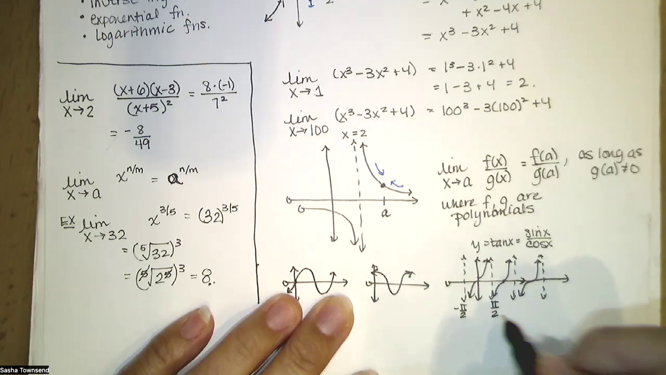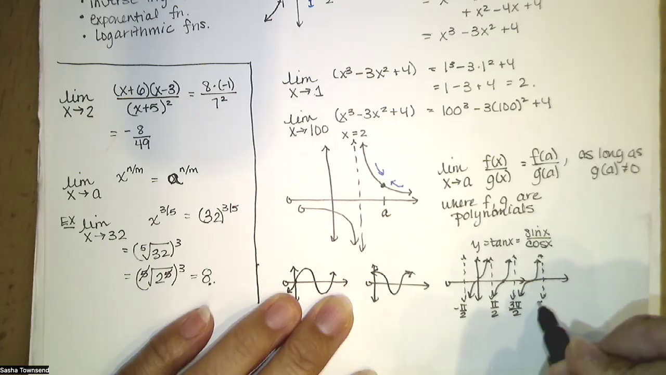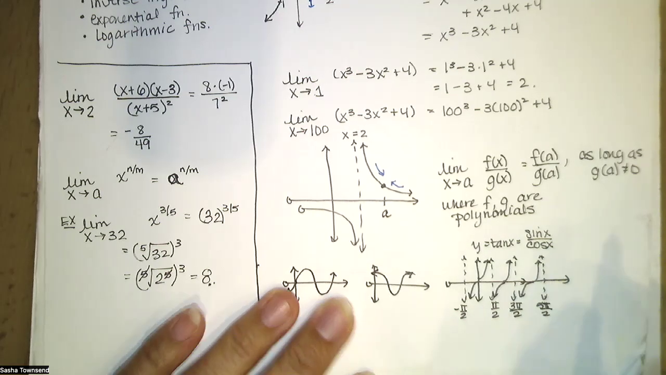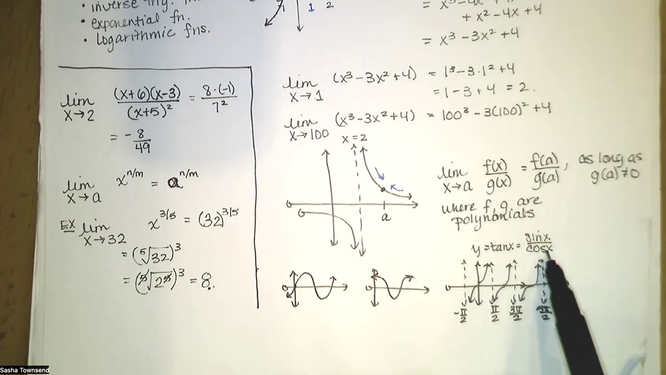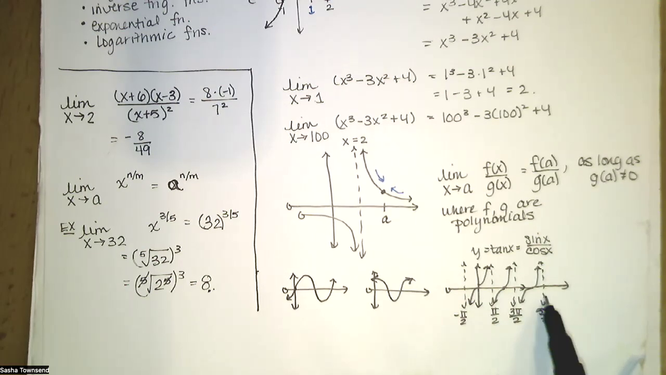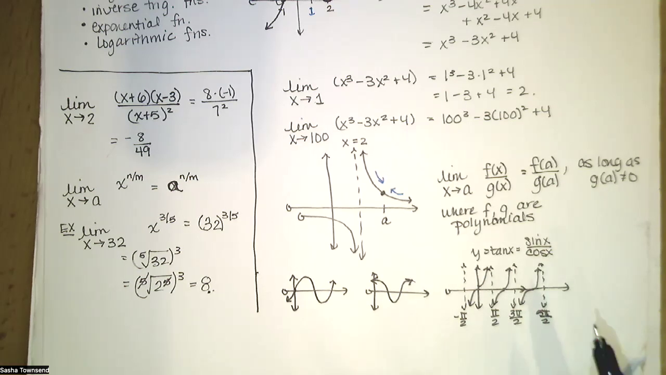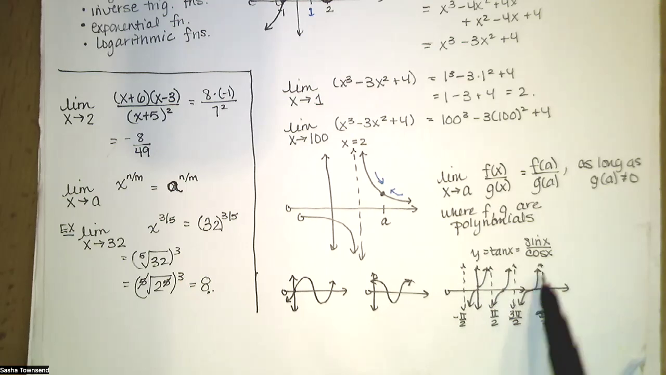At x equals positive pi over 2, we're going to have an asymptote. 3 pi over 2, we're going to have an asymptote. 5 pi over 2, we have an asymptote. So pretty much every time we take the cosine of an odd multiple of pi over 2, we get a 0 in the denominator. But as long as we're not at an x value that's an odd multiple of pi over 2, that function is continuous.